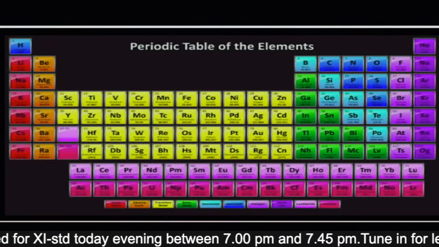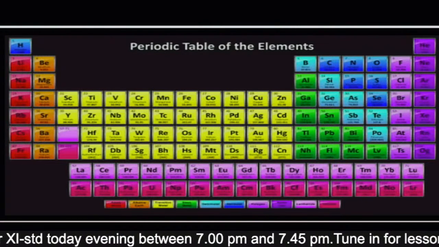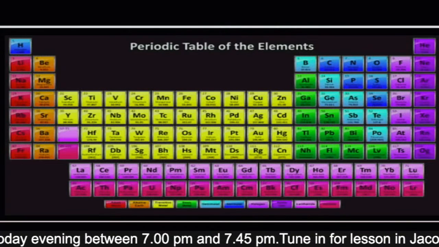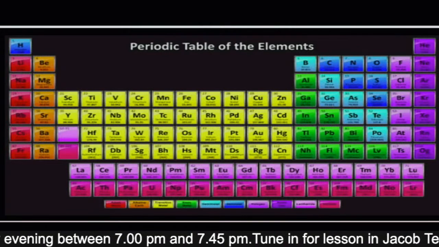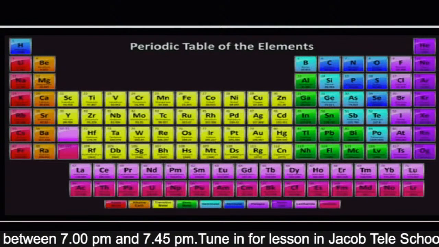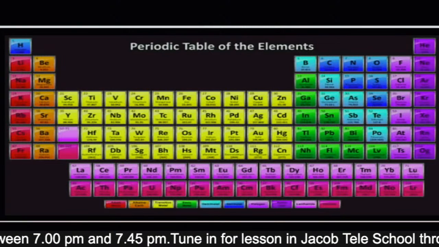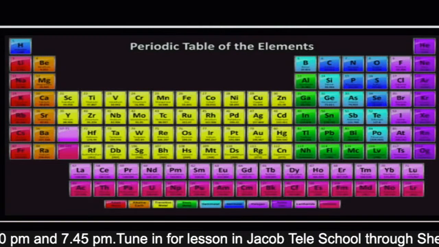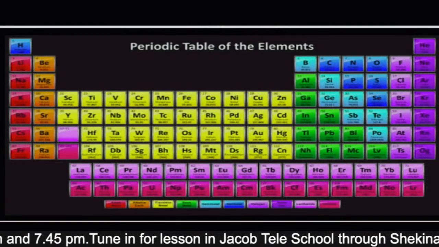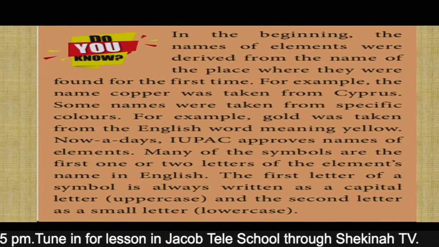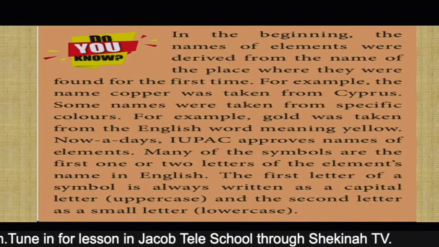Okay? See the picture. How many elements are there in the periodic table? Do you know? There are 118 elements. How many elements? 118 elements. Okay, in the periodic table, how many elements are there? 118 elements. Yes. Next. See the picture.